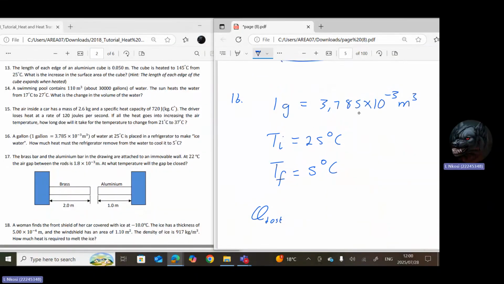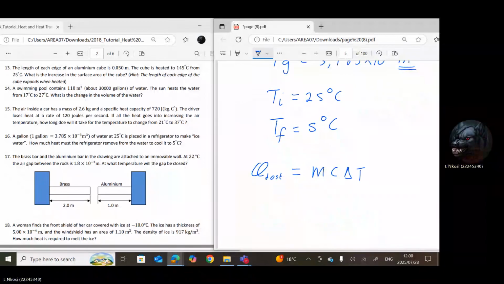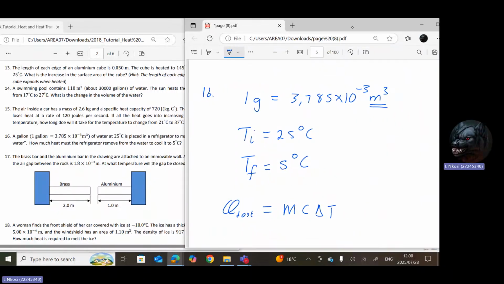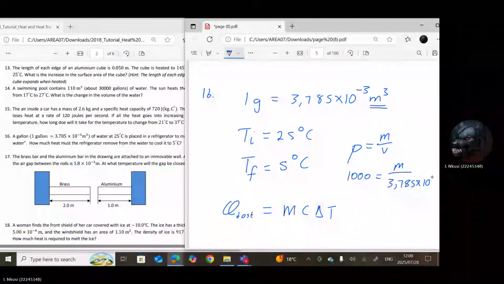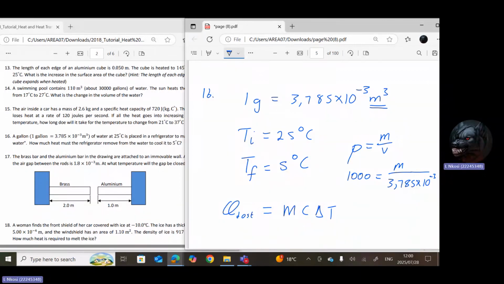Here they gave us the volume. It's not mass. So now we want the heat loss, which is the mass times c times the change in T. First, we must calculate the mass of the water. Given a volume, we know density is mass over volume, and the density of water is 1000. The volume is 3.785 times 10 to the minus 3. Let's figure out the mass.